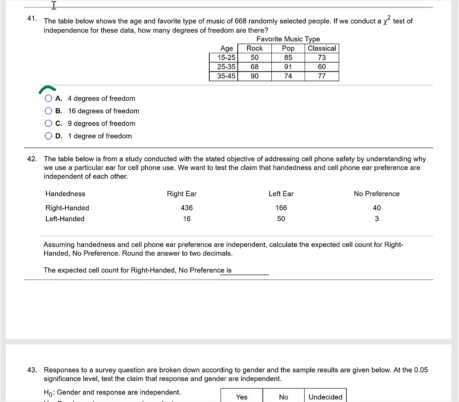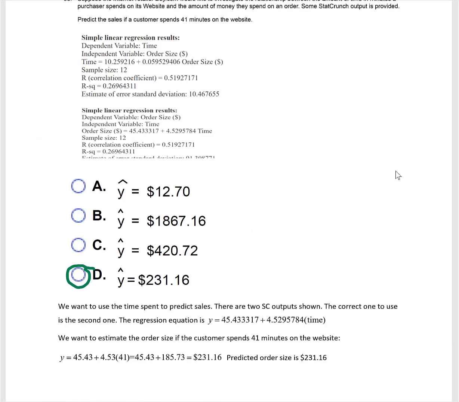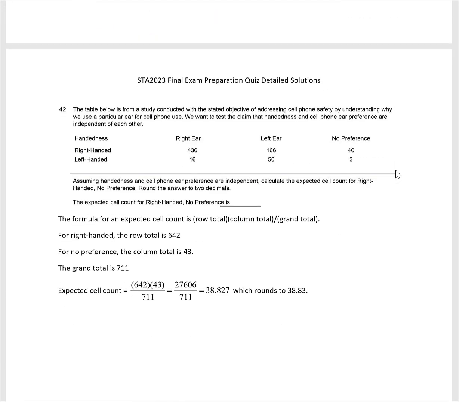And on this one, we're going to do an expected cell count, so I have a detailed solution for this one. We want to do the table below from a study with the stated objective of addressing cell phone safety by understanding why we use a particular ear for cell phone usage. We want to test the claim that handedness and cell phone ear preference are independent of each other. Assuming handedness and cell phone preference are independent, calculate the expected cell count for right-handed no preference.